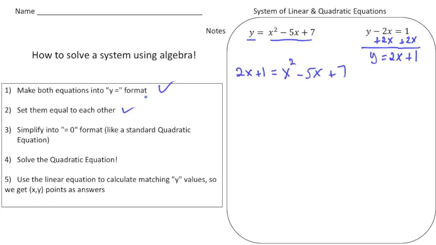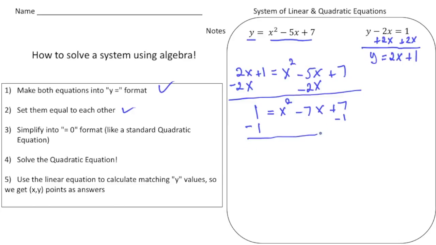Step number 3, we want to simplify and basically solve the equation for the zeros. So I'm going to take away 2x from both sides, because I want one side to equal 0. That gives us 1 equals x squared minus 7x plus 7. Then I'm going to take away 1 from both sides. So now we have 0 equals x squared minus 7x plus 6.